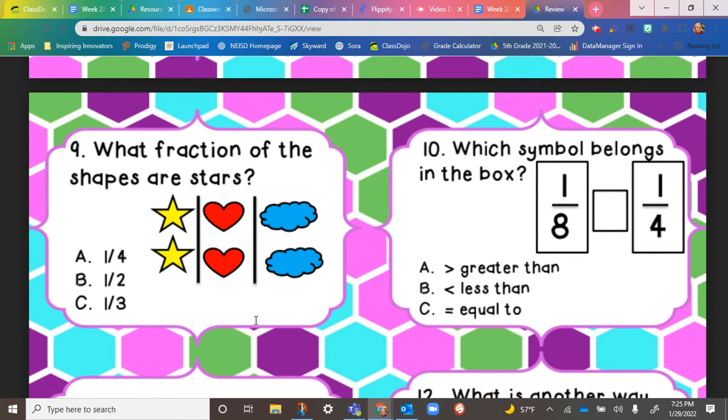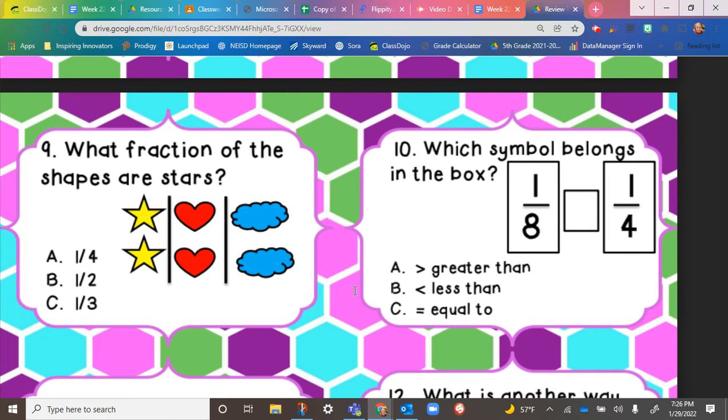What fraction of the shapes are stars? So here I see that these are the stars. I can't break it into 4 equal parts. I can't break it into 2 equal parts, but I can break it into 3 equal parts. So I could circle my stars, circle my shapes, and circle my clouds. And then I could see that 1/3 are stars.